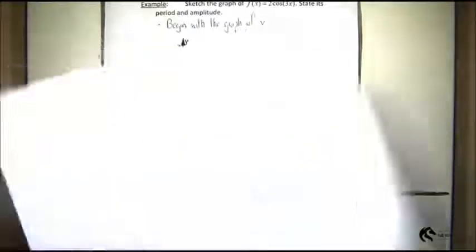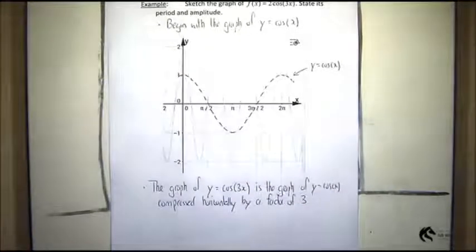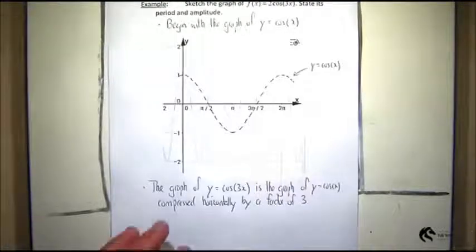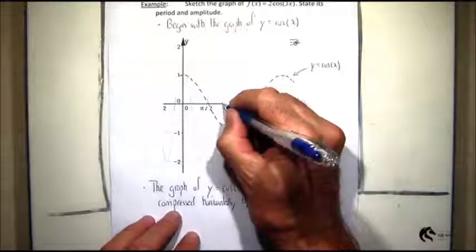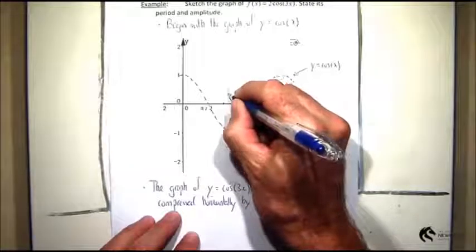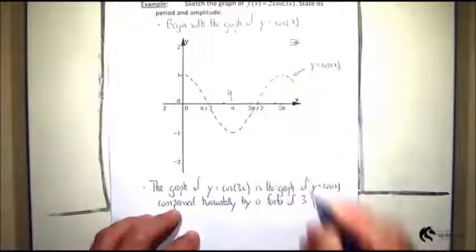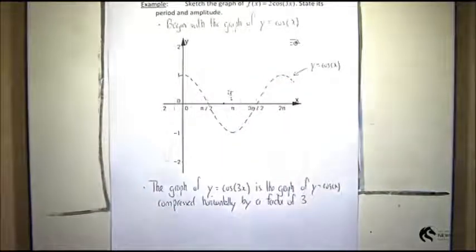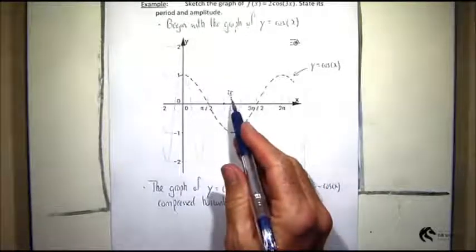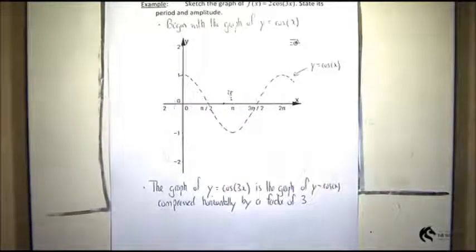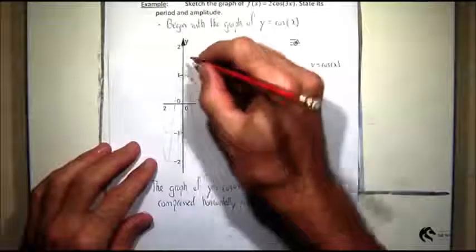So what I do is I go to my graph and I work out where 2 pi on 3 is, and it turns out that it's right here. There's 2 pi on 3. And so I squish my cos graph up so it fits into here. And if I do that, it now comes down like this.